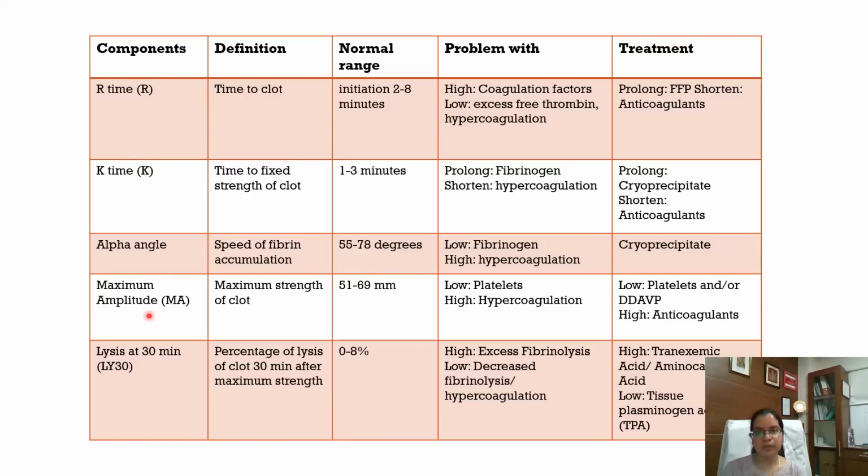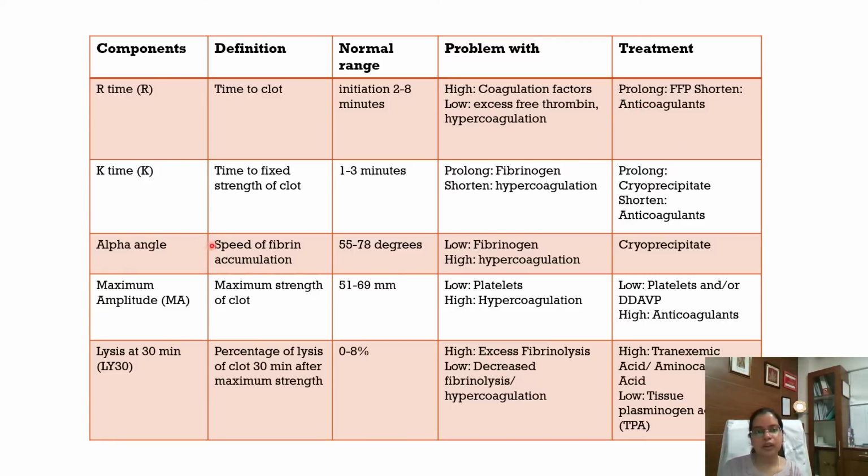So this is just a summary table showing all the variables of the TEG. So first we have R time. We know that it is the time for initial clot formation. So if it is high, we know there is a problem in coagulation factors, so we will give FFP. And if it is low, then we know there is hypercoagulation, so we will give anticoagulants.